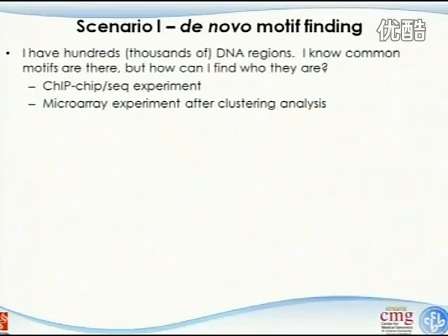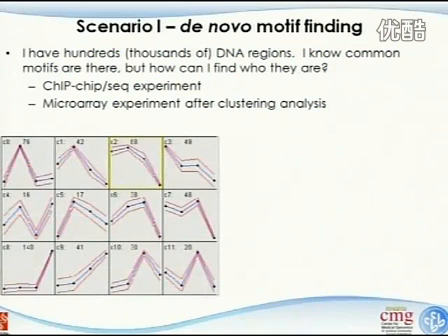Let me spend about 2 slides to talk about the first, de novo motif finding. This is not really practical or has too much application, but let me get through that and tell you why. So the question here is, I have hundreds, sometimes thousands of DNA regions identified by ChIP-seq, and I know some common motifs are there, but how can I find what they are? This data can be derived by a ChIP or ChIP-seq experiment, or it can be based on a microarray experiment after clustering analysis.